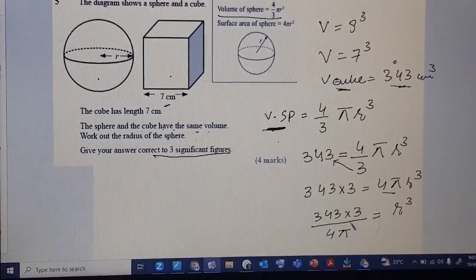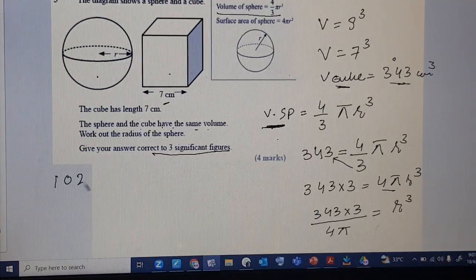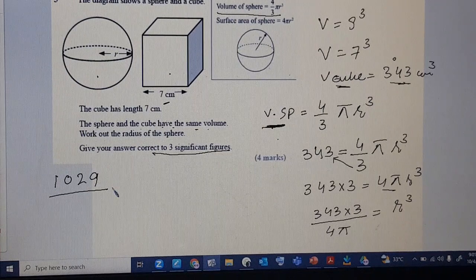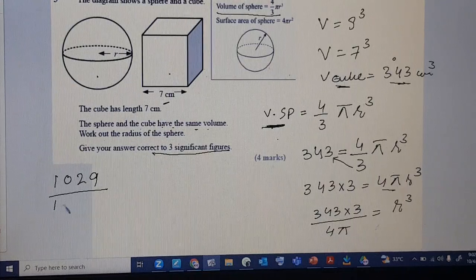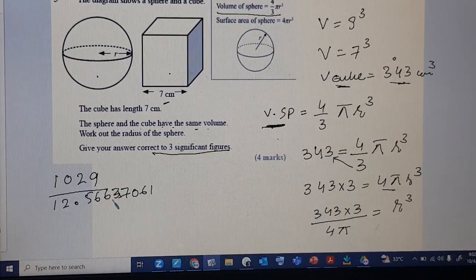So let's solve this part first. What do we get? Solving the numerator gives me 1029 over, if I do 4 times pi, I get my answer as 12.566376061. So let me write it down. 12.566376061. Now I'll be dividing 1029 by 12.566, so I'll simply say 1029 divided by my answer, so 81.88.